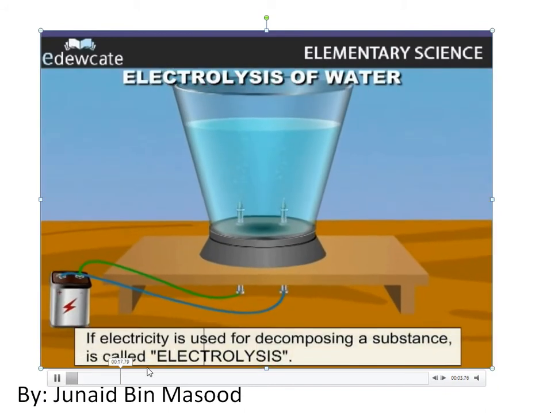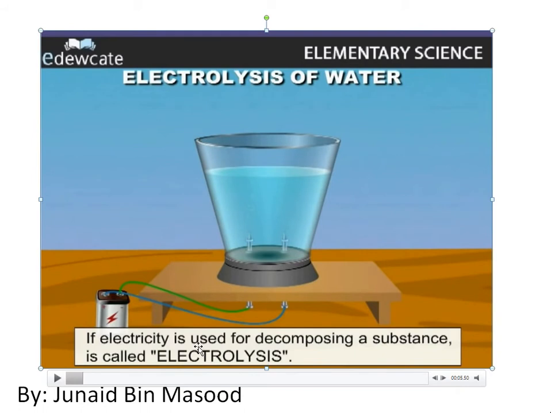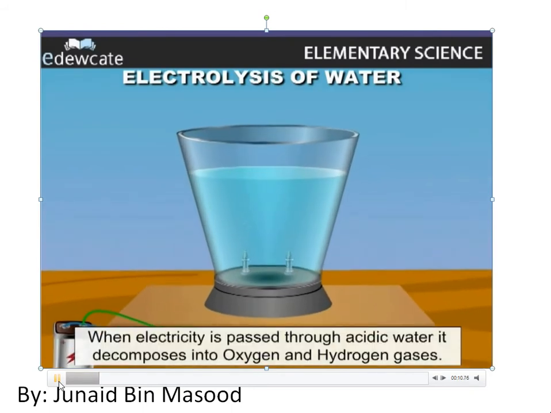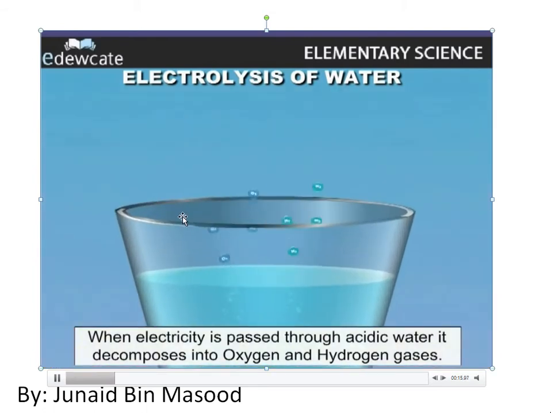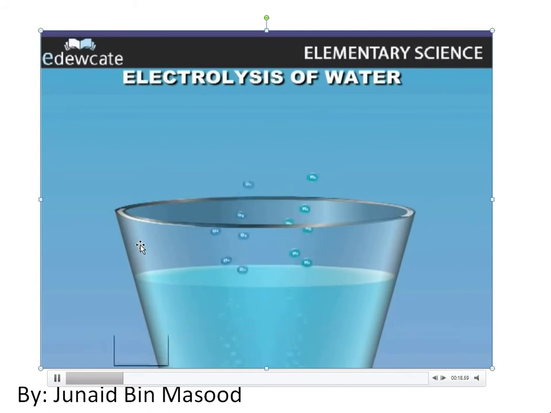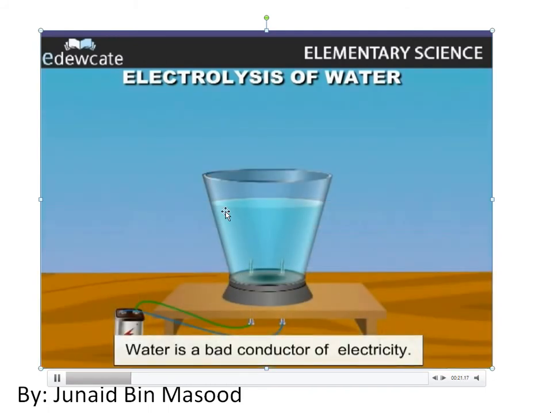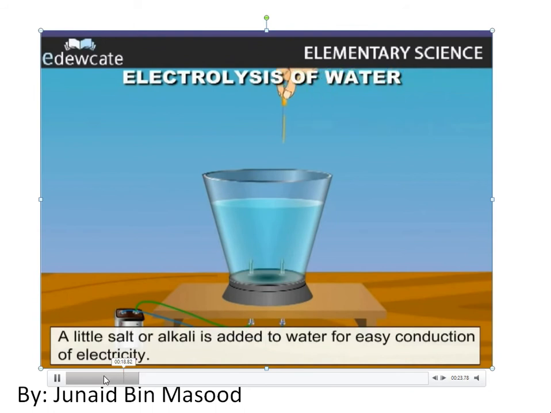So basically, in the electrolysis of water, electricity is used for decomposing a substance. This is called electrolysis. Decomposing means breaking into two parts. So when electricity is passed through acidic water, it decomposes into oxygen and hydrogen gases. And pure water in itself is not a very good conductor of electricity. Over here, some people will say, but sir, if water is there we get an electric shock very easily. Well, that's because the water allows electricity to pass, but is not the best conductor of electricity.